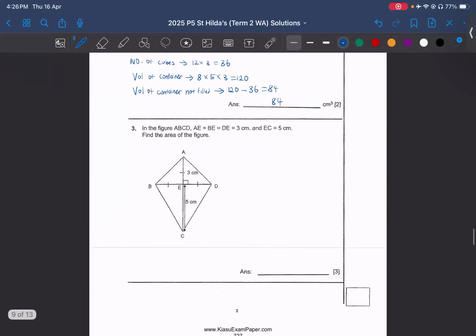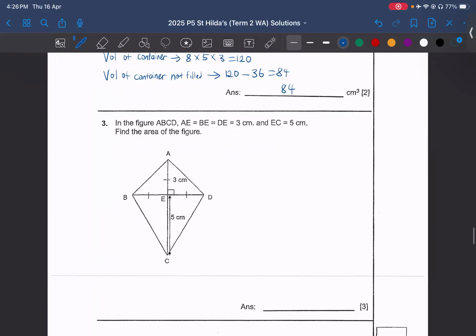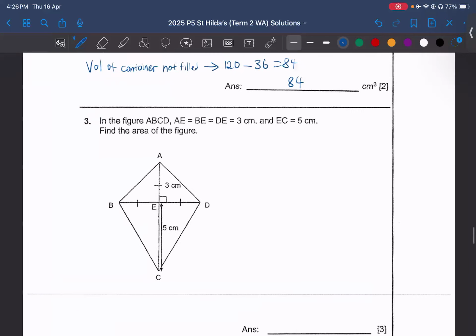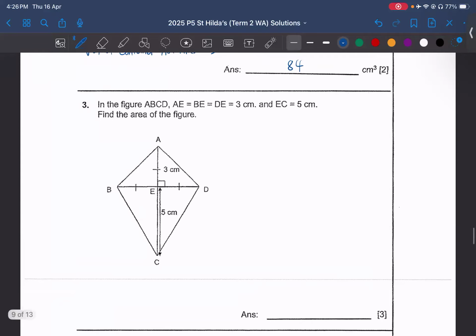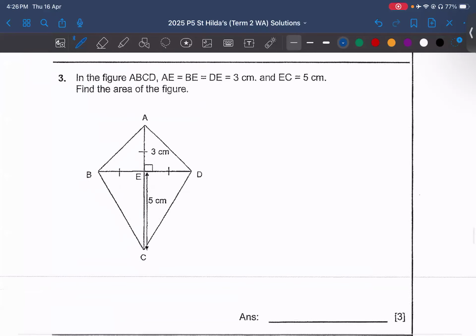Okay, for question 3, in the figure below, A, B, C, D, so AE equals to BE equals to DE, which equals to 3 centimeters, and EC equals to 5 centimeters. Find the area of the figure. So this AE equals to BE equals to DE is equals to 3 centimeters. It's marked out with the stroke in the diagram. And we're given EC is 5 centimeters.